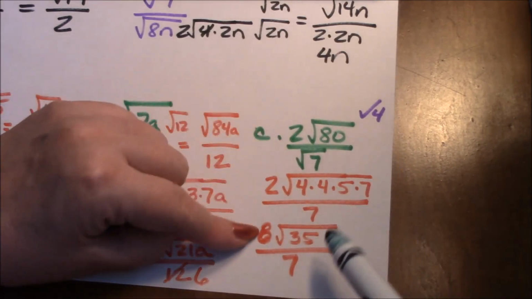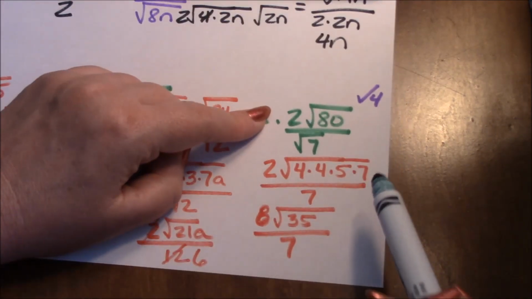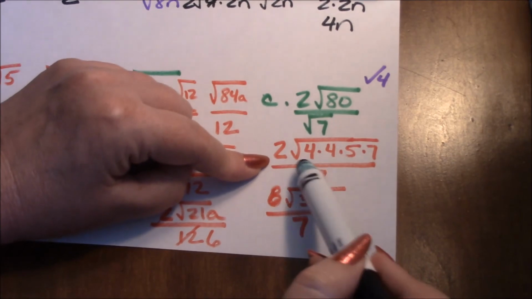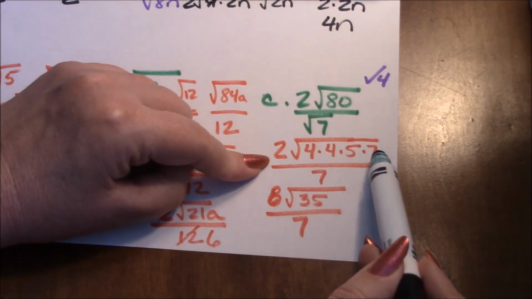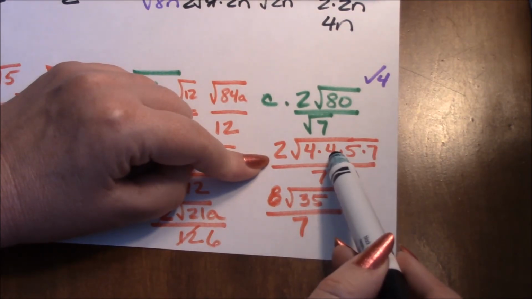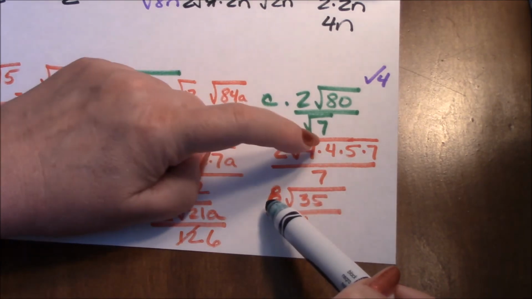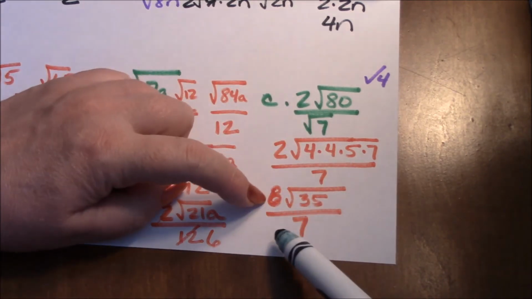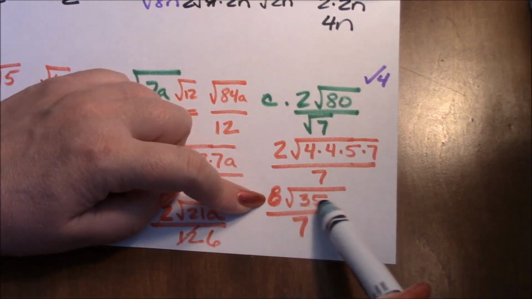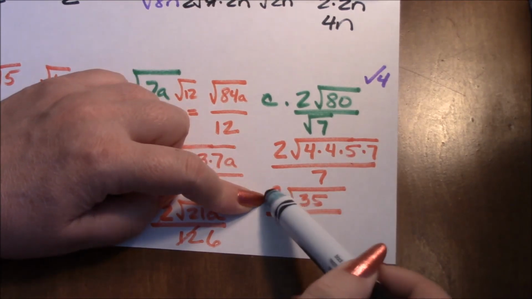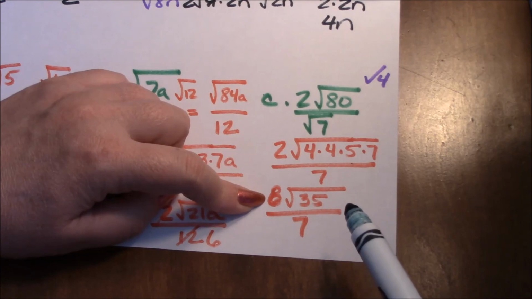Here I multiplied the top and the bottom by root 7, which gave me this great big set of numbers. I tried to pull out the perfect squares and put those on the outside, so I have 2 times 2 times 2, which is 8 on the outside, and that leaves me 35 on the inside over 7, and these won't cross cancel, so we're done.